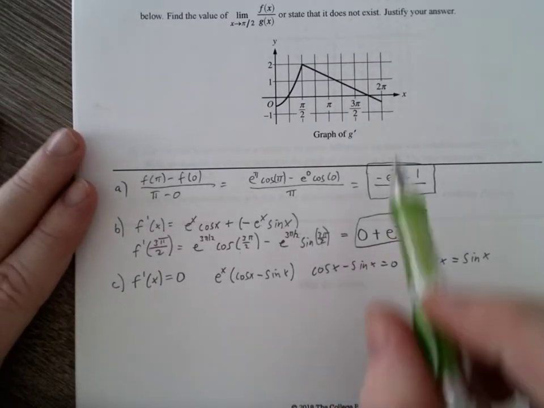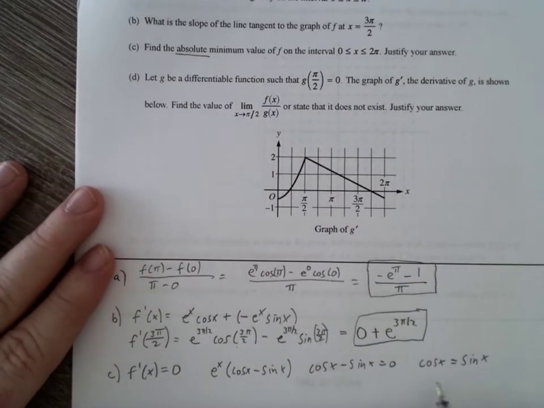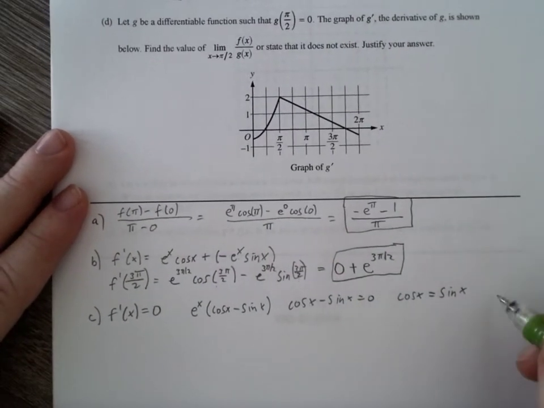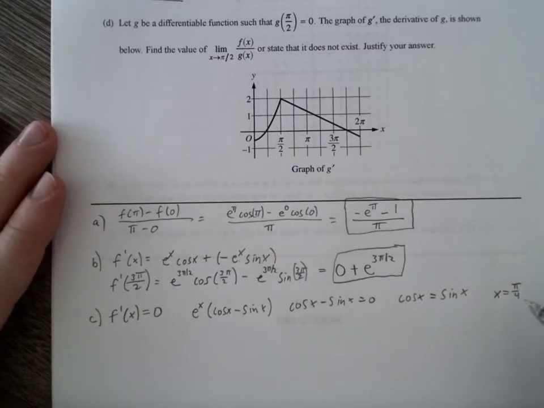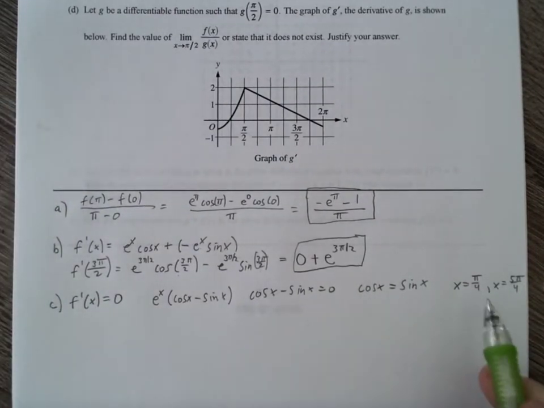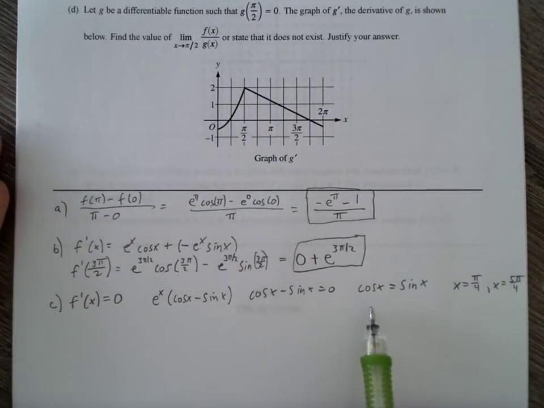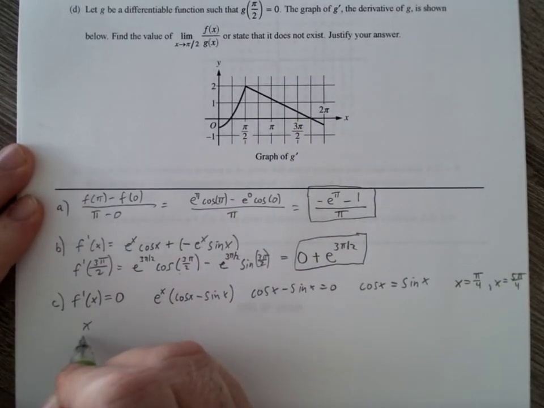Well, on the interval 0 to 2 pi, there are two places where cosine and sine are equal. The first one is at pi over 4, where the sine is radical 2 over 2 and the cosine is radical 2 over 2. And at 5 pi over 4, where they're both negative. So those are our two critical numbers, and our endpoints are 0 and 2 pi. So we're going to make a table.